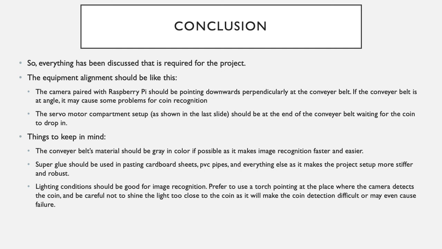Things that should be kept in mind while making the project: the conveyor belt's material should be gray in color if possible, as it makes image recognition faster and easier. Super glue should be used for pasting cardboard sheets, PVC pipe, and everything else, as it makes the prototype stiffer and more robust. Lighting conditions should be good for image recognition, so you should use a torch pointing at the place where the camera detects the coin, and be careful not to shine the light too close to the coin, as it will make coin detection difficult or may even cause failure.